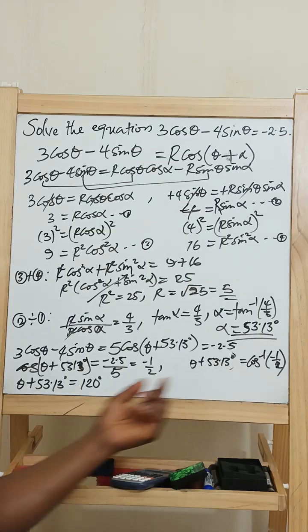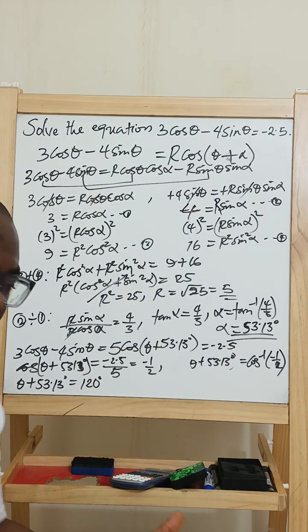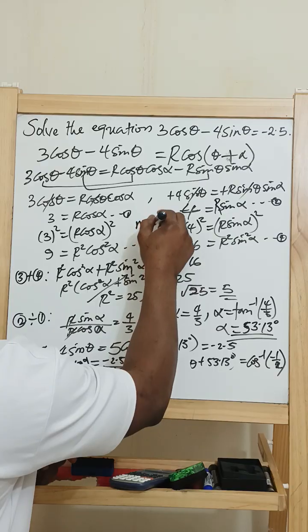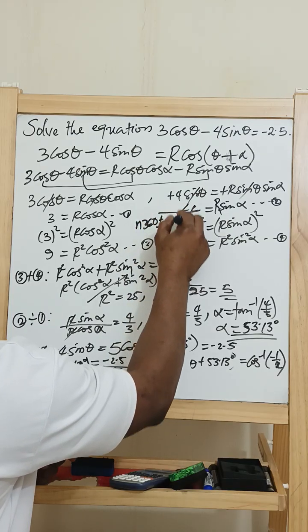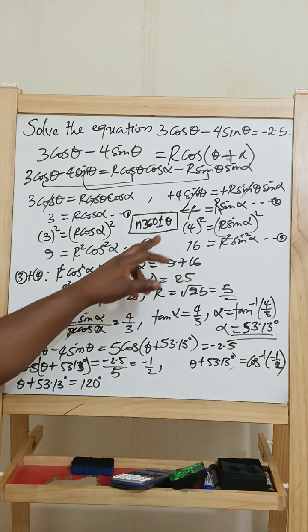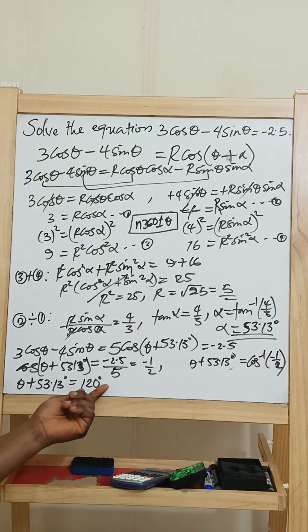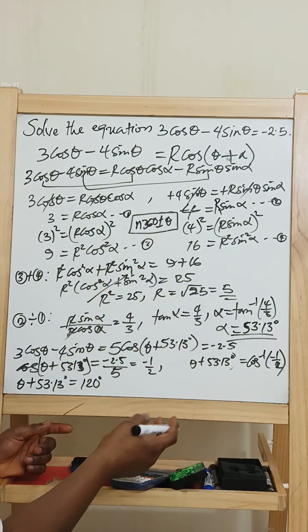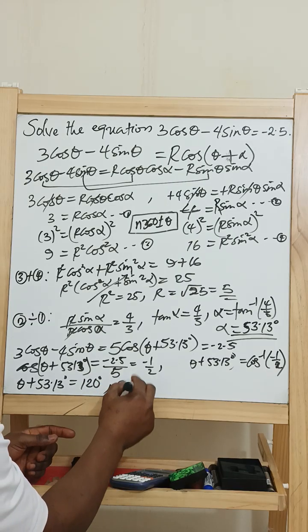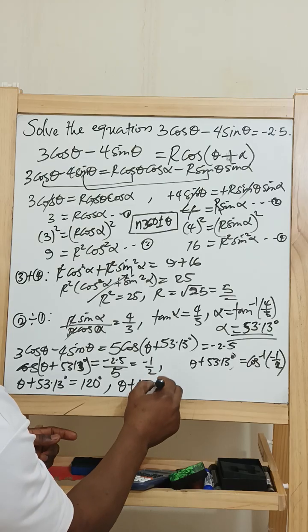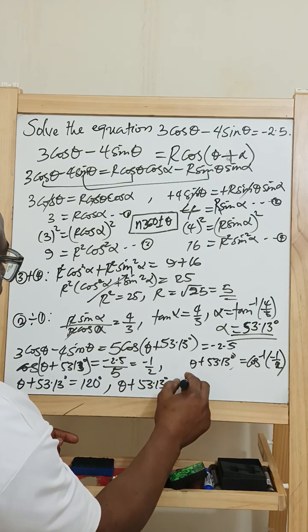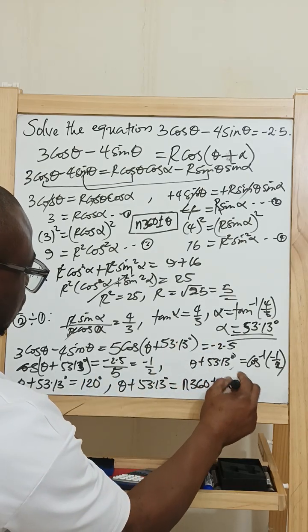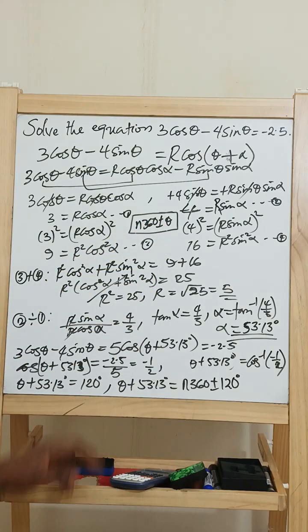You can convert the value we obtained to the general formula. The general formula for cosine is n360 plus or minus theta, and our theta is 120. So we just need to convert this to this form. This is the same thing as theta plus 53.13 equals n360 plus or minus 120.